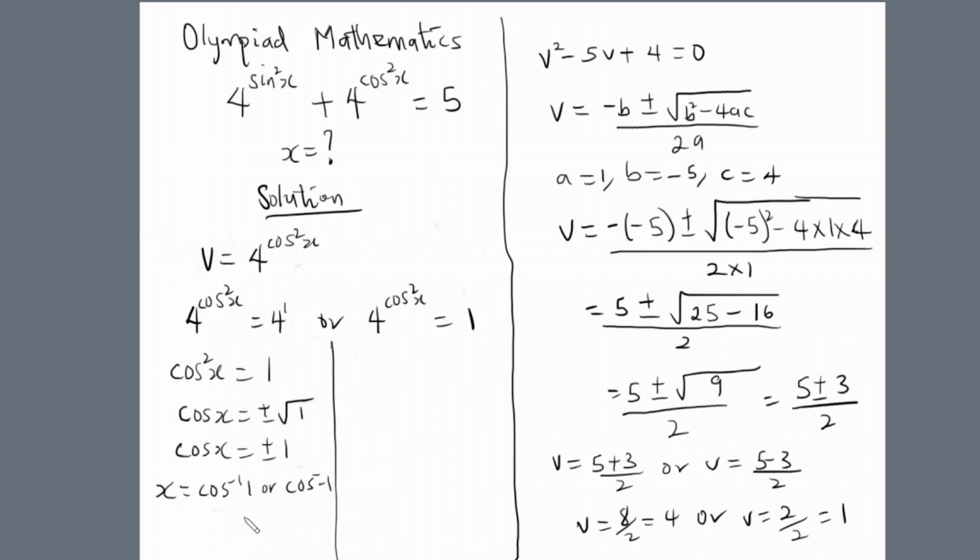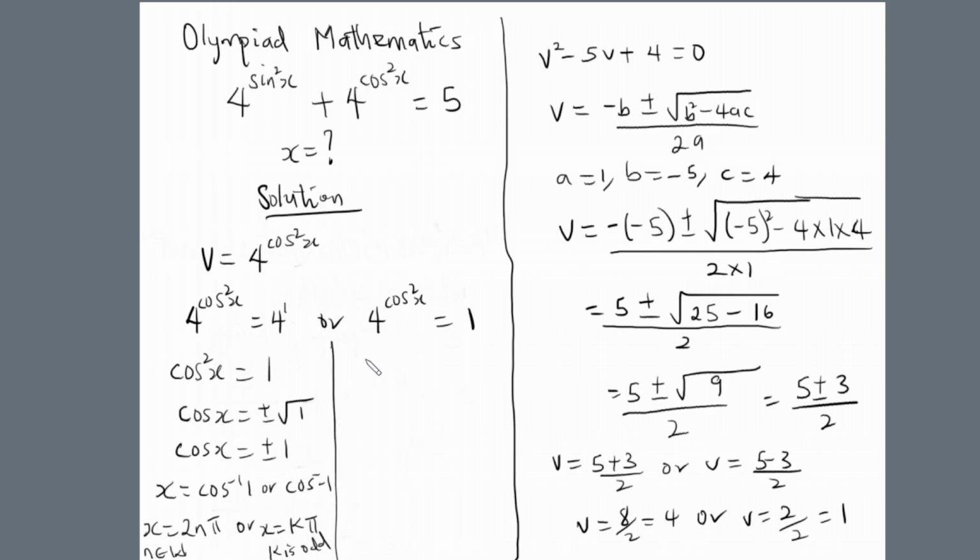I think we'll be needing more space. Now, if x is the cos inverse of 1, it means that x is equal to 2n pi, where pi is 180 degrees, and n is a whole number. For the other part, x is equal to cos inverse of minus 1. It is x equals k pi, where k is an odd number. That is where this is possible.